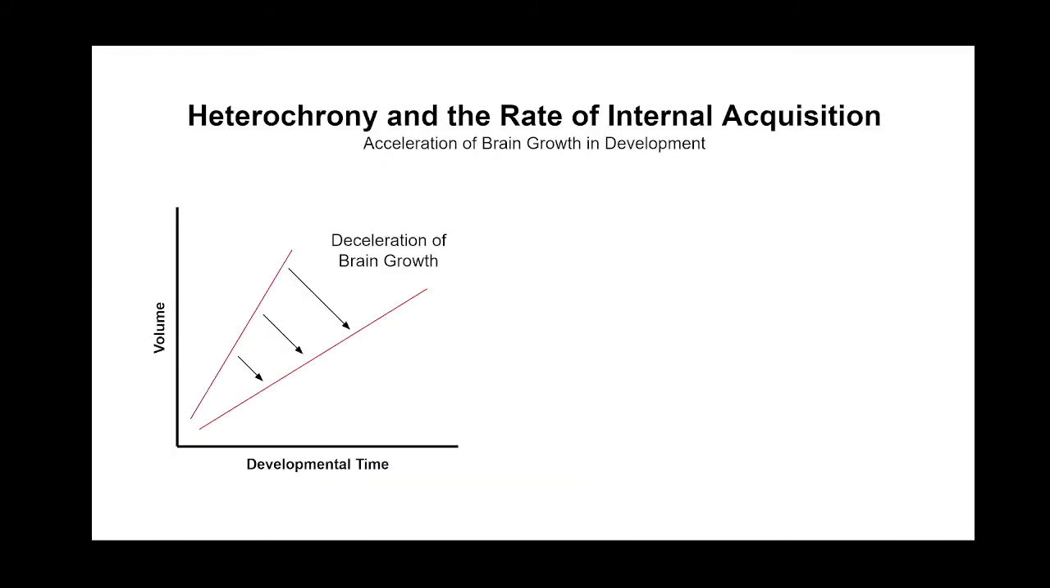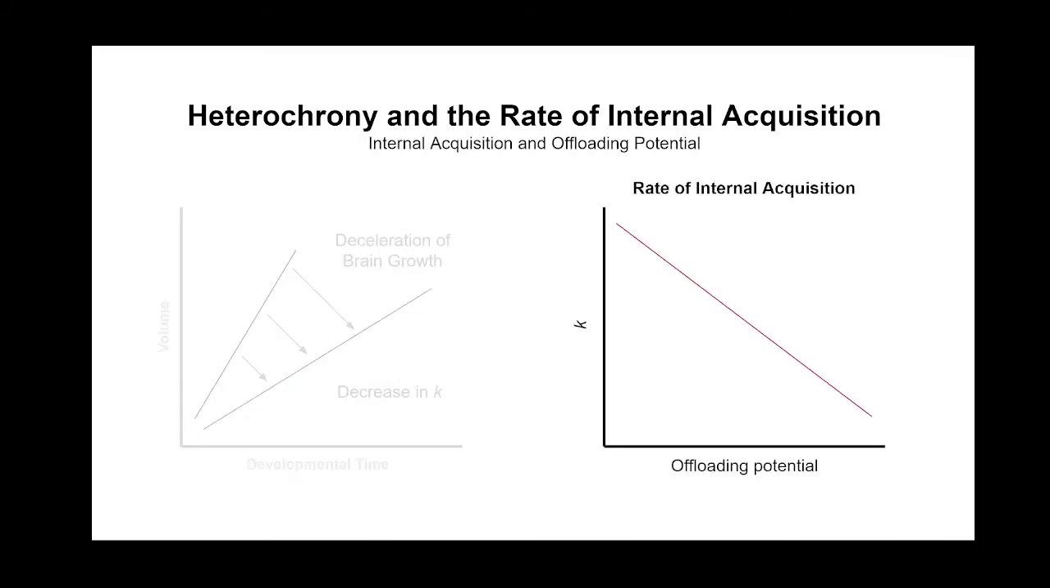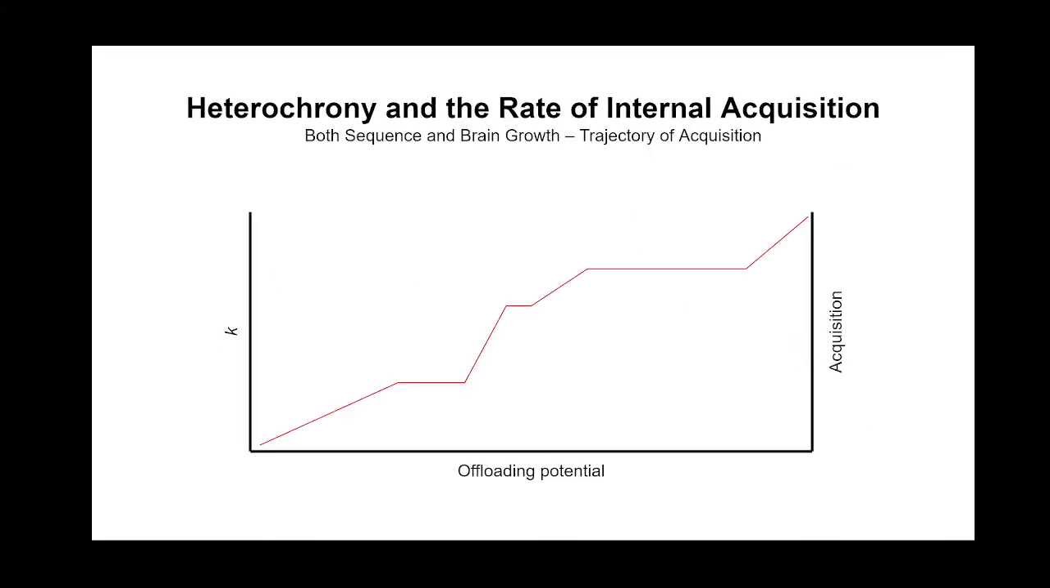So we can actually derive some rules, and we can draw from the laws of heterochrony in biology to sort of build a model of this. So we can look at how brain growth accelerates and decelerates over developmental time. We can get a parameter K. We can map K to some sort of measure of offloading potential, and we can derive a law there. And then we can show offloading potential in K as a function, and then how it relates to acquisition.